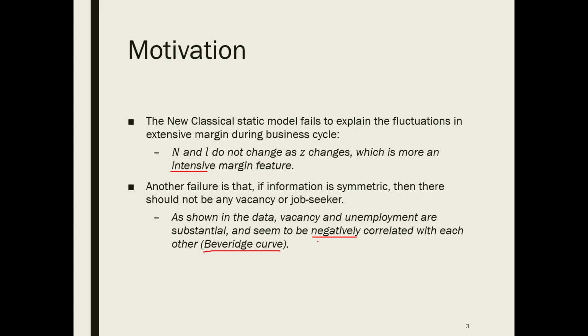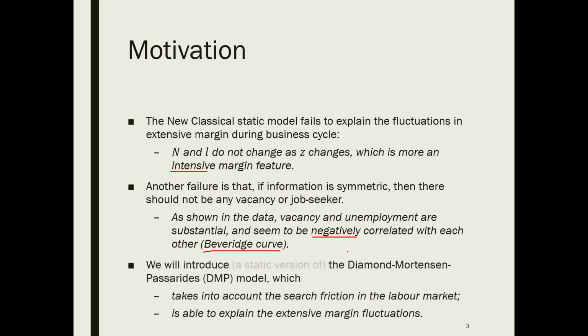To explain more stylized facts as such, we must introduce more realistic assumptions. Today, we will introduce the Diamond-Mortensen-Pissarides or DMP model, which takes into account the search and matching friction in the labor market to be able to explain the extensive margin and the Beveridge curve observed in the data.